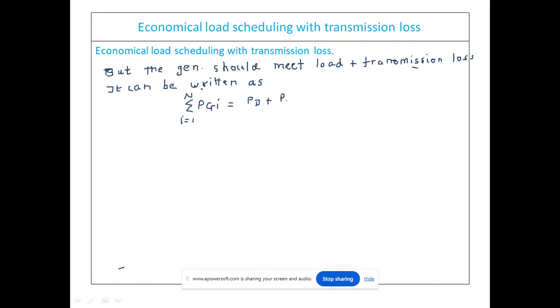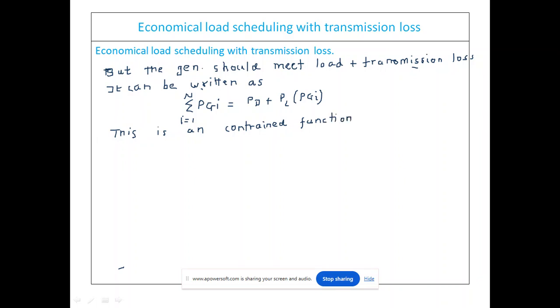This PL, we can prove, depends on the generation, because the transmission loss depends on the generation. So we can write it as a function of PGi, that is PG1, PG2 and so on. The earlier equation is the objective function. This is called the constraint function, because our generations cannot be anything, but should meet the load demand.